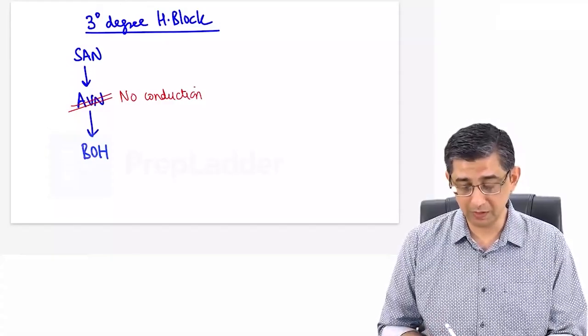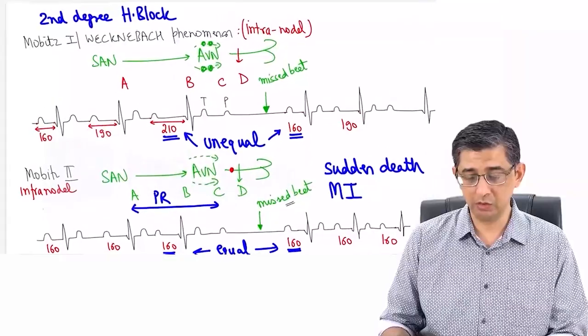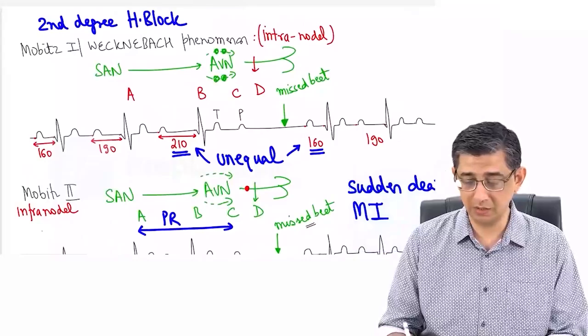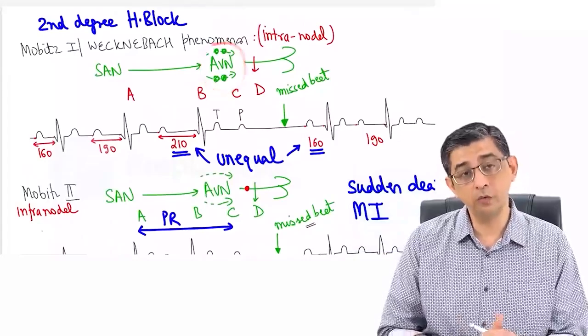I'll just go back to my previous slide. You can also see that in Mobitz 1, the damage has been shown precisely in this area, that is the AV node per se. So what is the difference?